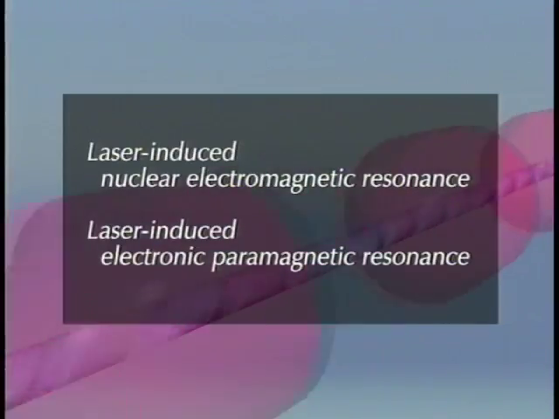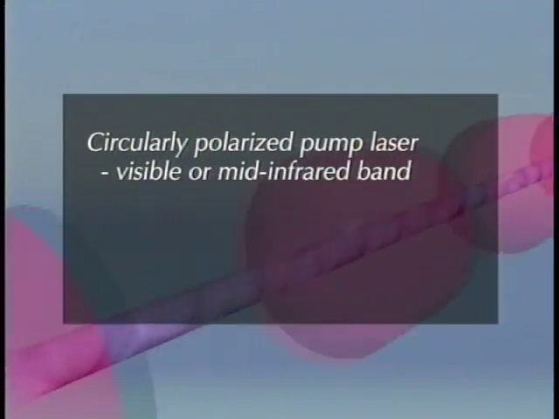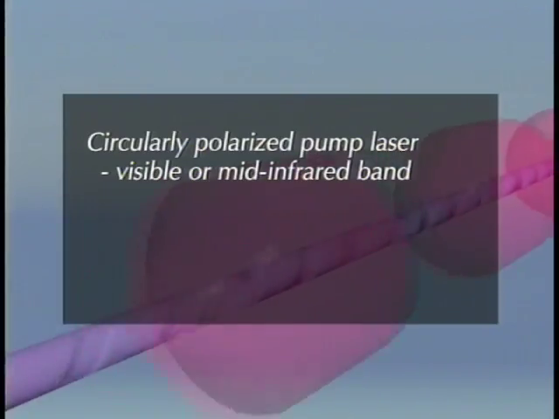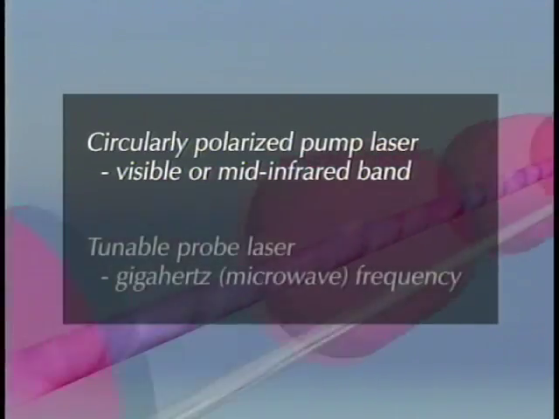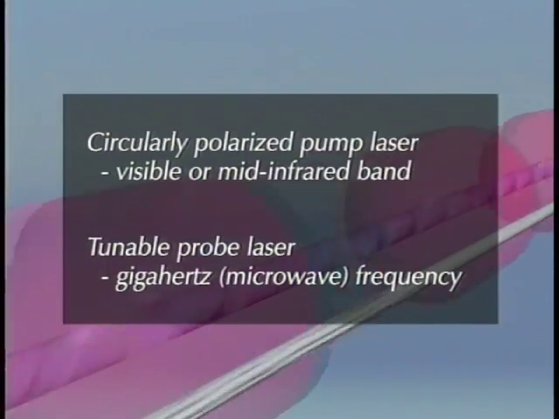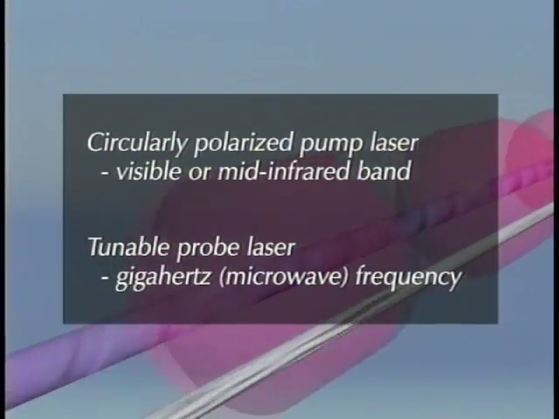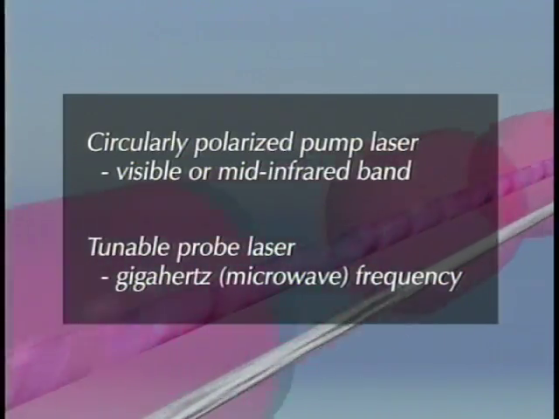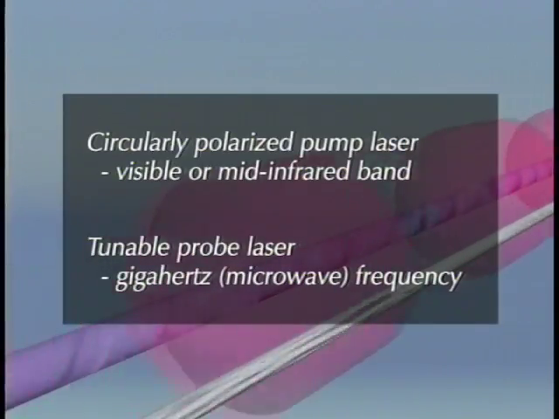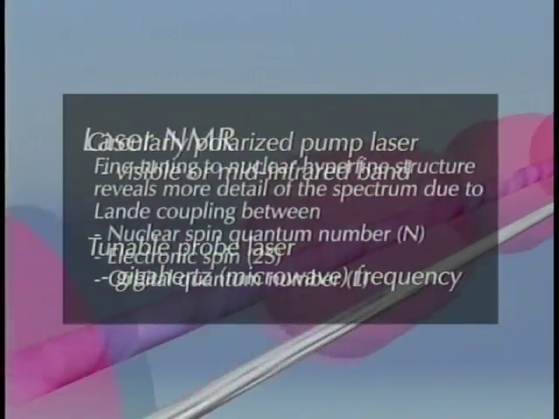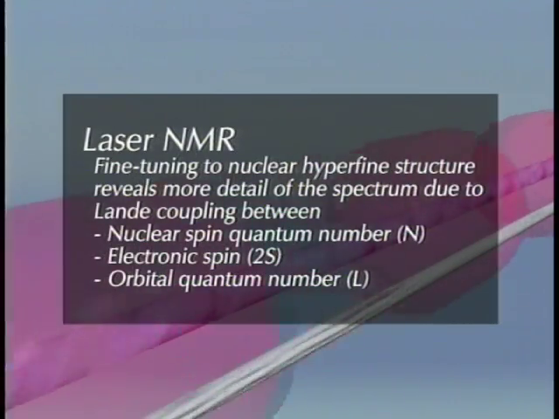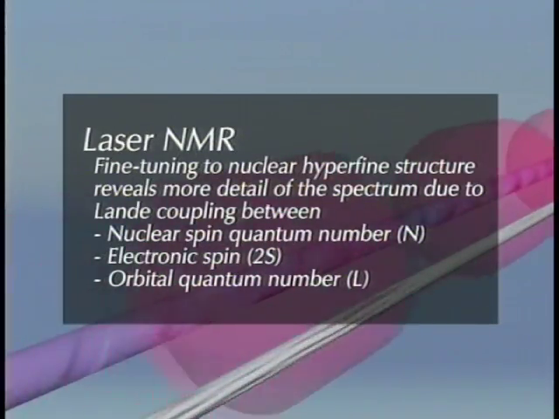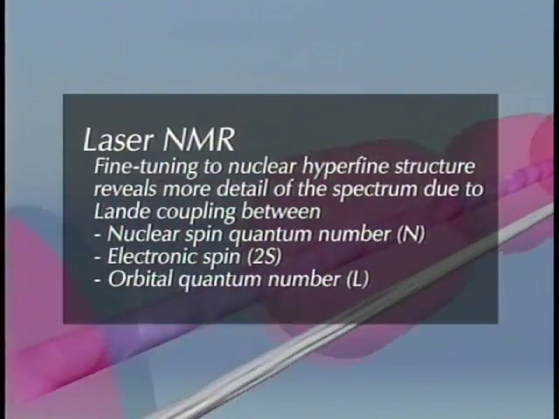To measure the effects induced by the laser conjugate product, a laser NMR or EPR device will employ a dual laser pump probe system containing a circularly polarized pump laser operating in the visible or mid-infrared frequency band parallel to a gigahertz or microwave frequency probe laser. The pump laser induces Zeeman absorption lines. The probe laser is then tuned to a resonance frequency matching the nuclear hyperfine structure, revealing the fine details of the spectrum. This fine tuning reveals much more detail than in conventional NMR due to Landé coupling between the nuclear spin quantum number and the electronic spin and orbital quantum numbers.